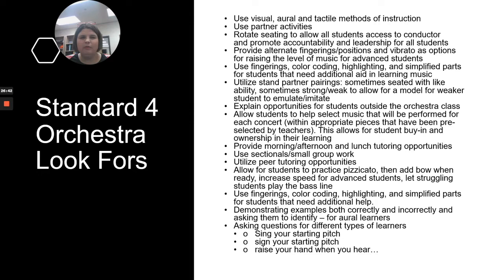Using stand partner pairing, sometimes ability seeding, sometimes strong weak, and mixing it up. Having a strong weak player paired together is really great because then that weaker player gets a model. It also encourages the other strong player to be on their game and model for that player. Now, sometimes that can get frustrating. So, again, mixing it up so that students can sometimes be paired with another strong player and also so they can sometimes emulate and imitate each other.